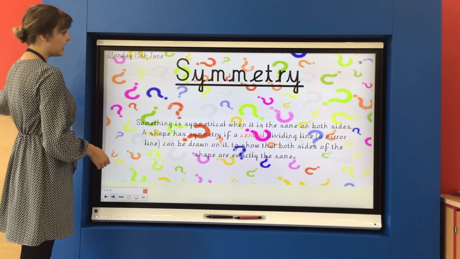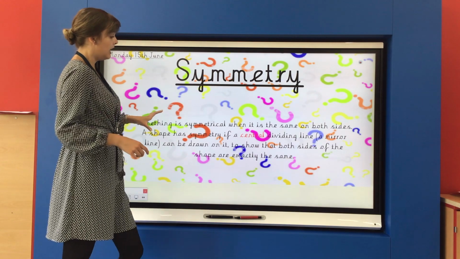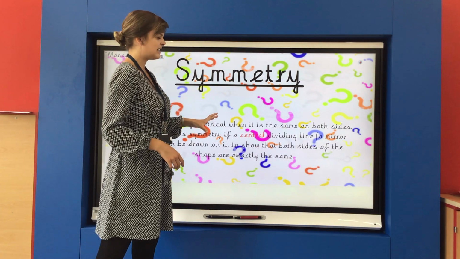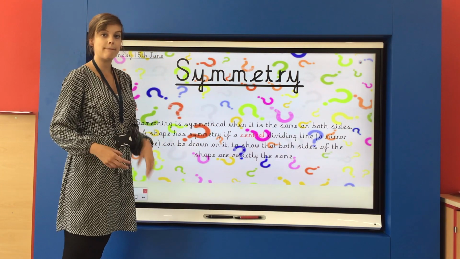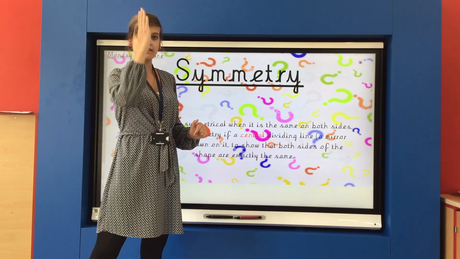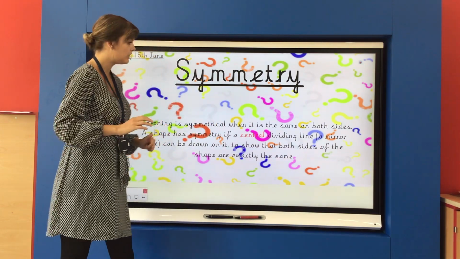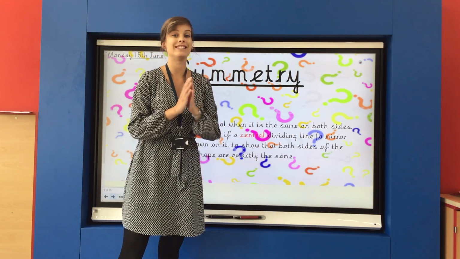So this week in maths, we're going to look at symmetry. Something that's symmetrical is the exact same on both sides. So when we're thinking about maths, a shape has symmetry if a central dividing line, sometimes called a mirror line, can be drawn on the shape to show that both sides of that shape are exactly the same.